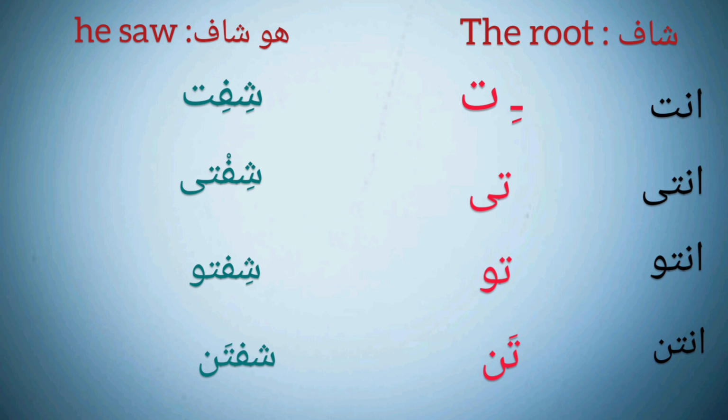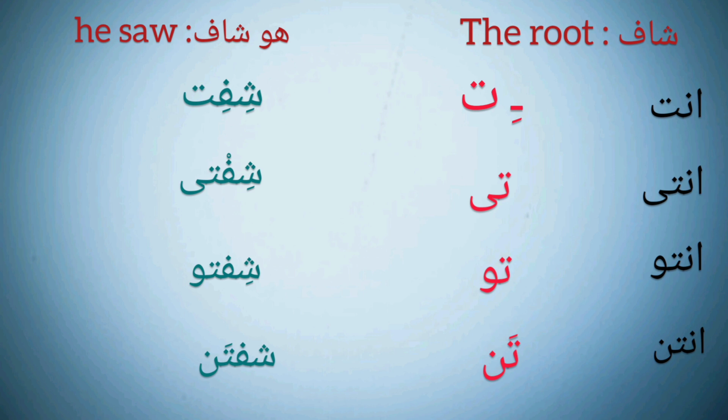Like in شفت. انت شفت. As you see, I deleted it. انت شفت. انت شفتي. I added ي to this one. You saw, but this one is for female. It's feminine. I delete the alif. In all of them, the alif is deleted. انتو شفتو.